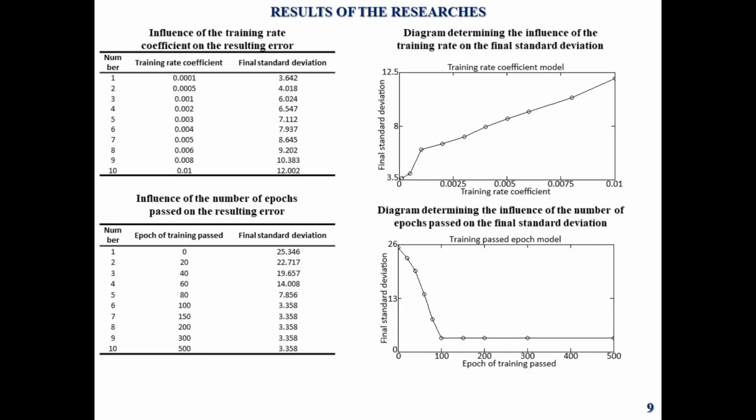The results of the research are presented in this slide. There are diagrams determining the influence of the training rate on the final standard deviation, the influence of the number of hidden neurons on the final standard deviation, and the influence of the number of epochs passed on the final standard deviation.